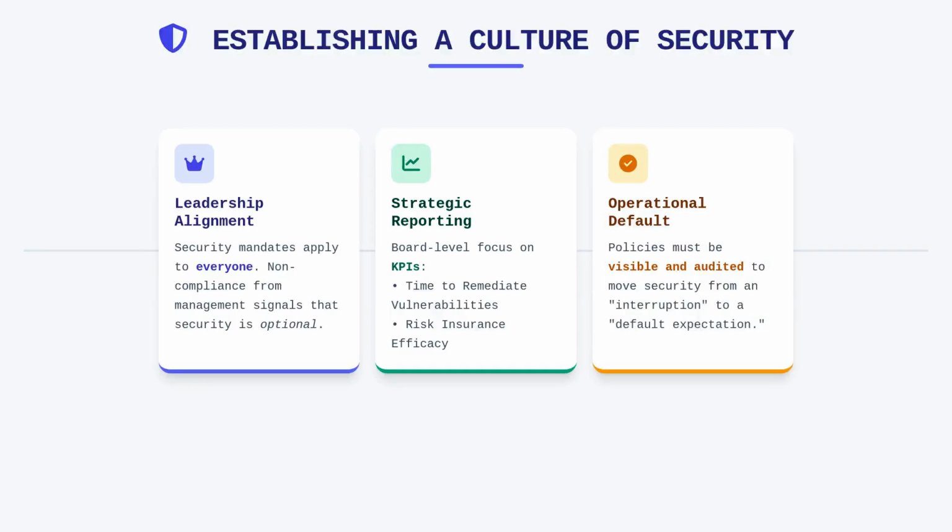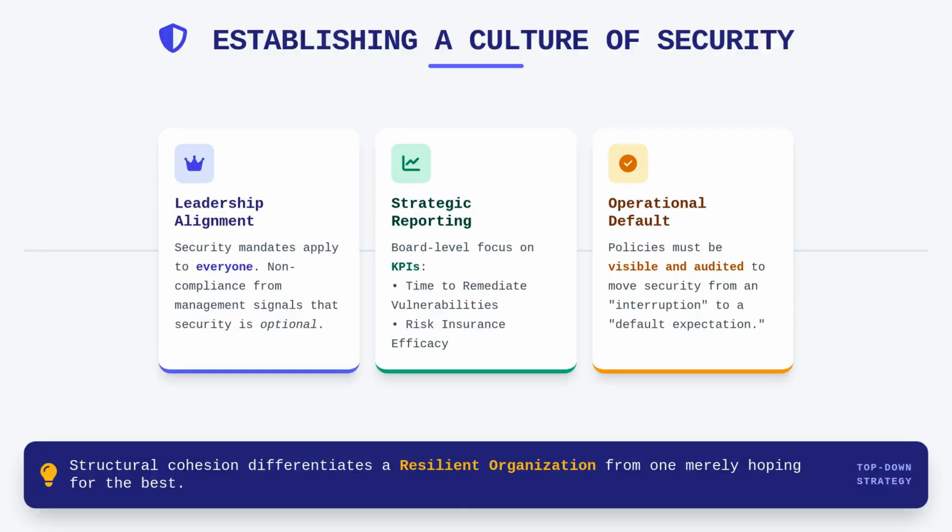By ensuring that security policies are visible, audited, and strictly adhered to from the top down, you create an environment where security is a default expectation rather than a disruptive interruption. This structural cohesion is what ultimately differentiates a resilient organization from one that is merely hoping for the best.